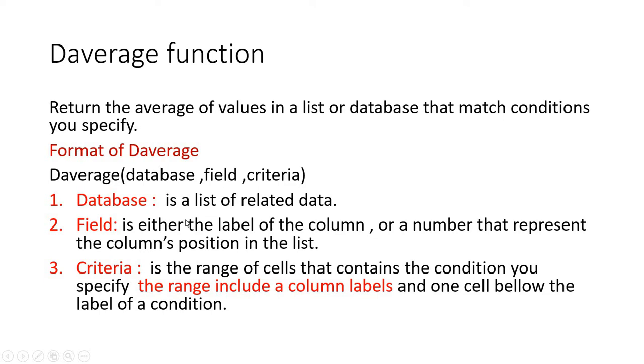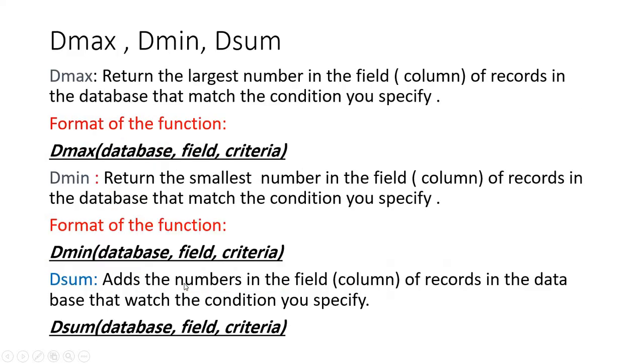Field: you can write either the name of the column, or the number that represents the column's position in the list. Criteria is your condition, which must be written below the column labels. You must copy the column labels of your list, and then below them you can write your conditions.